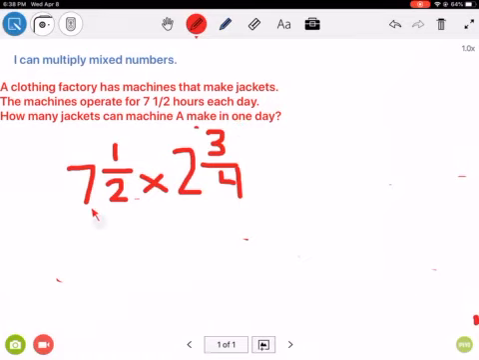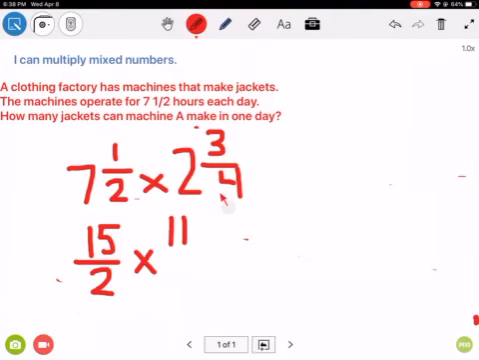So to do this, you take 7 times 2 plus 1. 7 times 2 is 14 plus 1 is 15, and then you put it over your denominator of 2. So that will be 15 over 2. All right, then our next one, we multiply 2 times 4 plus 3. 2 times 4 is 8 plus 3 is 11 over our denominator of 4. So it becomes 11/4.